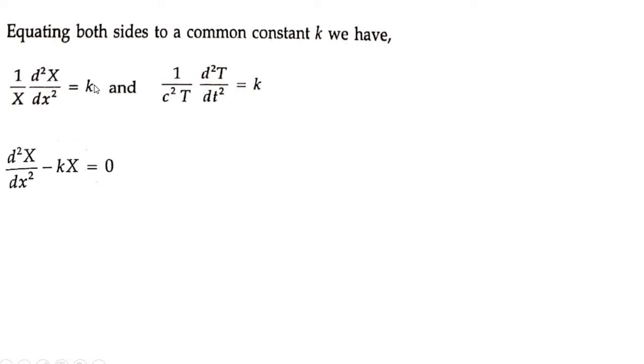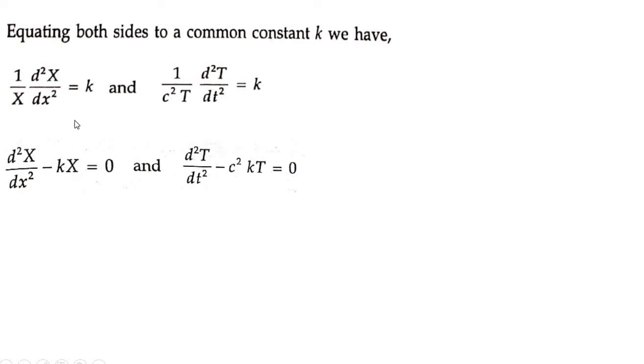Next, what we have to do is bring that kX to the LHS. So that will be d square X by dx square minus k into X is equal to 0. Similarly, bring this k c square T to the LHS. So that will be d square T by dt square minus c square kT equal to 0.